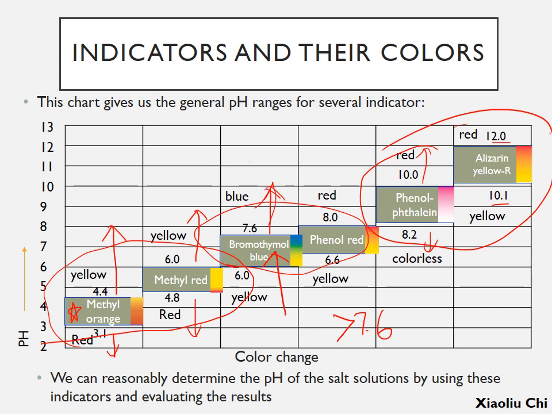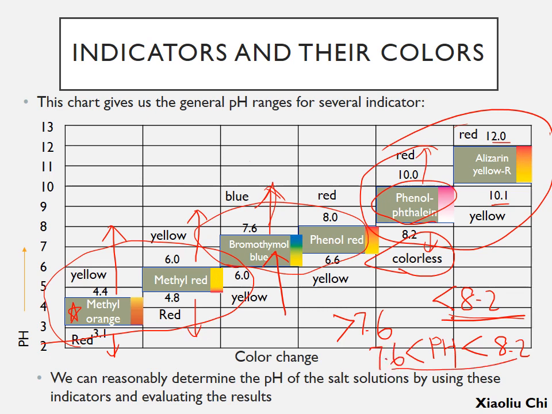And then you add phenolphthalein, and you find out that the color is colorless, and that means the pH value is less than 8.2. Phenolphthalein is colorless when pH is below 8.2, and therefore the pH value of this unknown solution is lower than 8.2 and greater than 7.6. So this gives you a range.